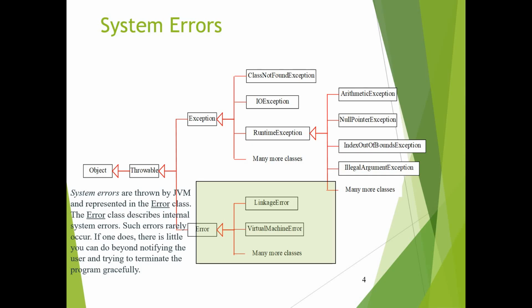System errors are thrown by the JVM and represented in the Error class. The Error class describes internal system errors. Such errors rarely occur, and there is little you can do beyond notifying the user and trying to terminate the program gracefully. Many times errors will not terminate your program, but an exception can terminate your programs.